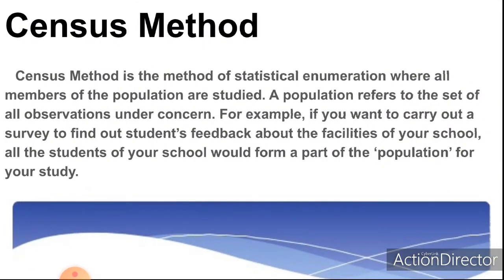So we can say that census method is the method of statistical enumeration where all members of the population are studied. A population refers to the set of all observations under concern. For example, if you want to carry out a survey to find out students' feedback about the facilities of your school, all the students of your school would form a part of the population for your study. So I hope you understand what is census method.